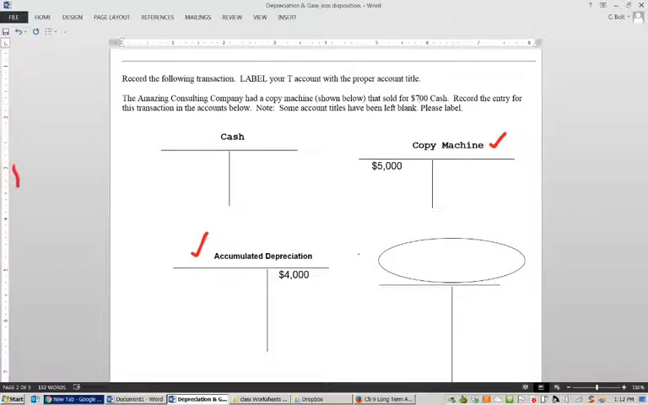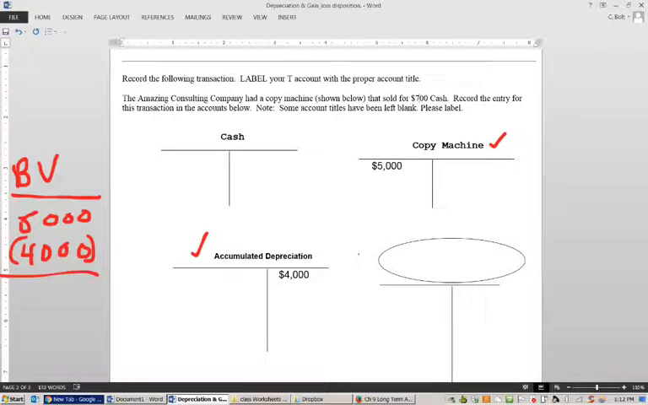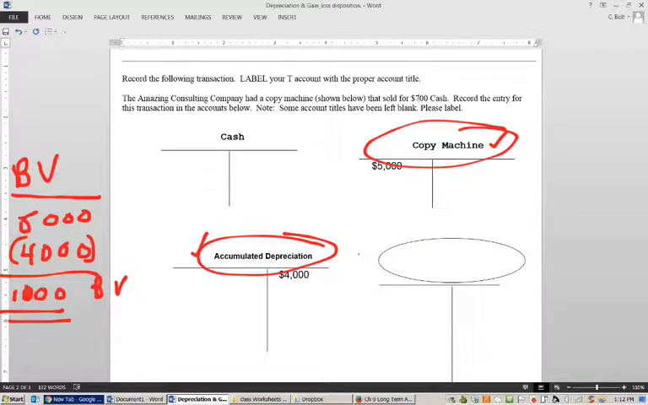So the first thing we need to talk about is book value, BV. And the book value in this problem is a simple calculation of the fact that we have a $5,000 copy machine, and throughout its life we have accumulated depreciation expense of $4,000, so the book value is $1,000. And that book value is found by subtracting the two of these. Remember, this is a contra asset.